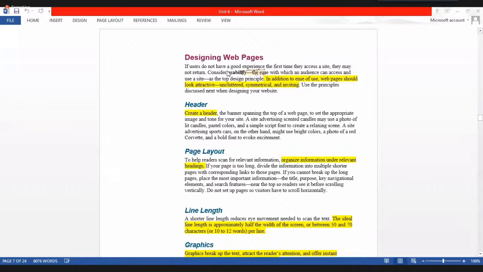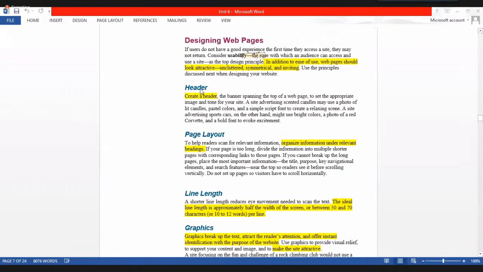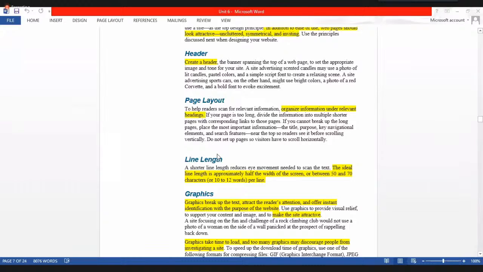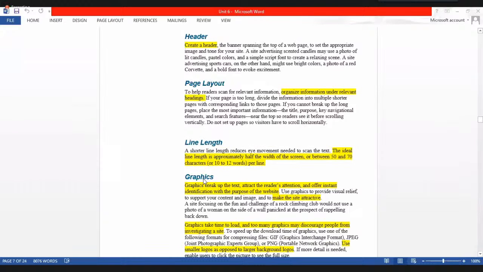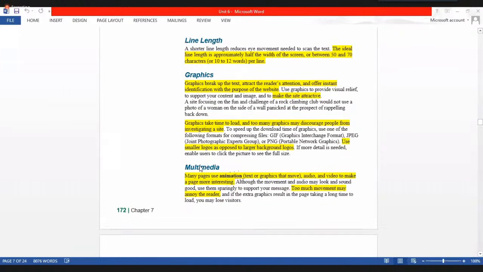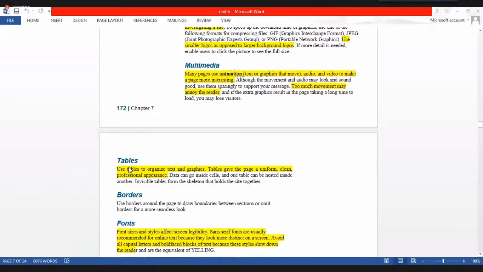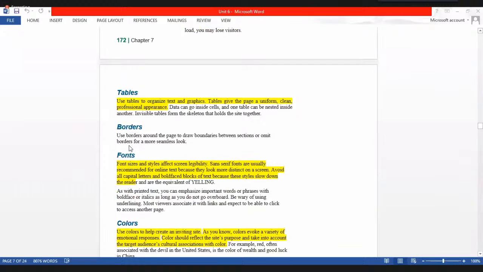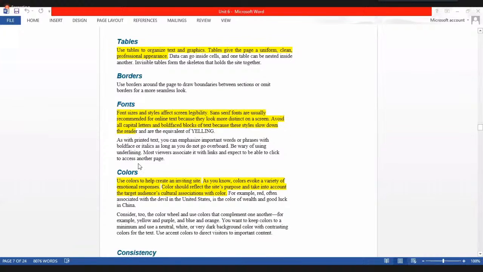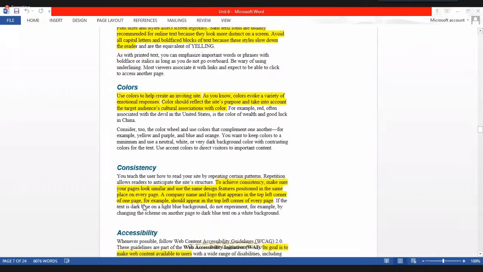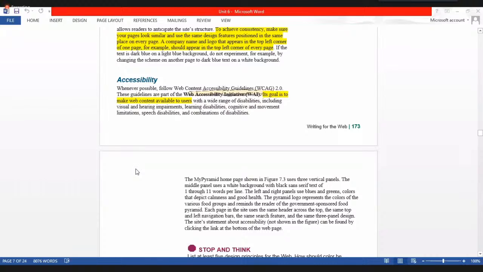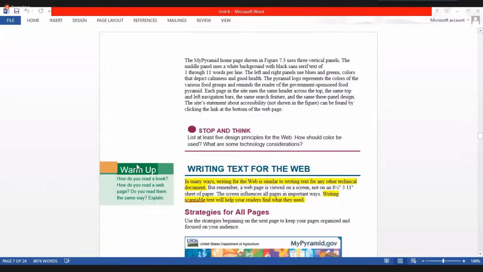How can you design web pages? Discuss. This is the question, 10 marks. Then you have to mention how many points. One, header; two, page layout; three, line length; four, graphics; five, multimedia, tables; six, borders; seven, fonts; eight, colors; nine, consistency; 10, accessibility. That is 11 points. About each point, you can write one or two, or three sentences, not more than this. Okay, this much you will be doing.